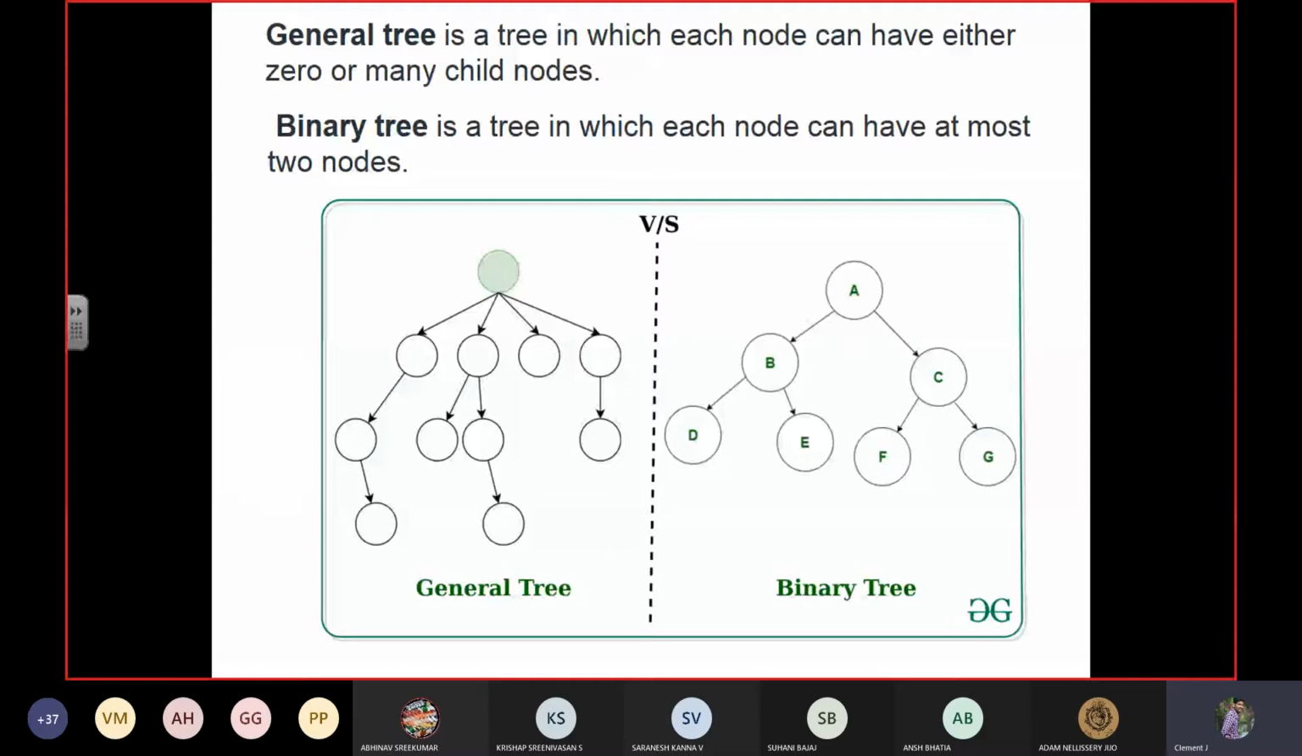But in your general tree, you can have in your starting node itself, as you can see, a total of four children. But in a binary tree it is strictly followed. It can be two, it can be zero, it can be one, but it should not exceed two. Can you get the difference between a normal tree and a binary tree? Is it clear up to this?